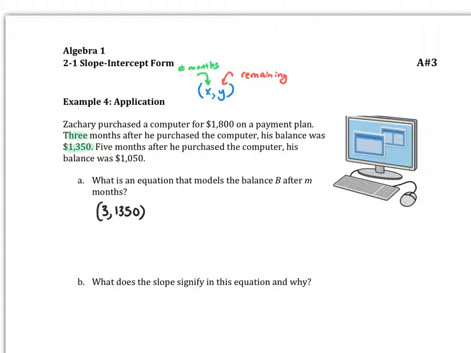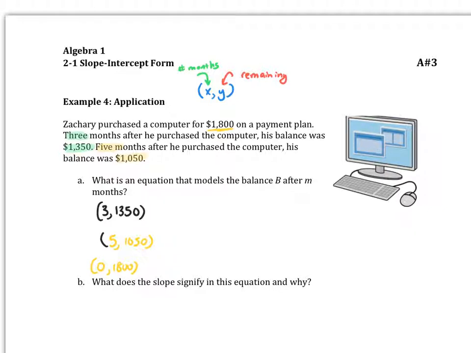Well, what's the other point? Well, there is another point here, and let's see what that one is. After 5 months, he's got $1,050 left. So 5 and $1,050. Now, there is a third point in there. It turns out it's right there. But wait a minute. Where did that come from? Well, that ends up being 0, $1,800, because on the 0th month, the month that he purchased it, he owes $1,800 on it. We'll come back to that in a second.